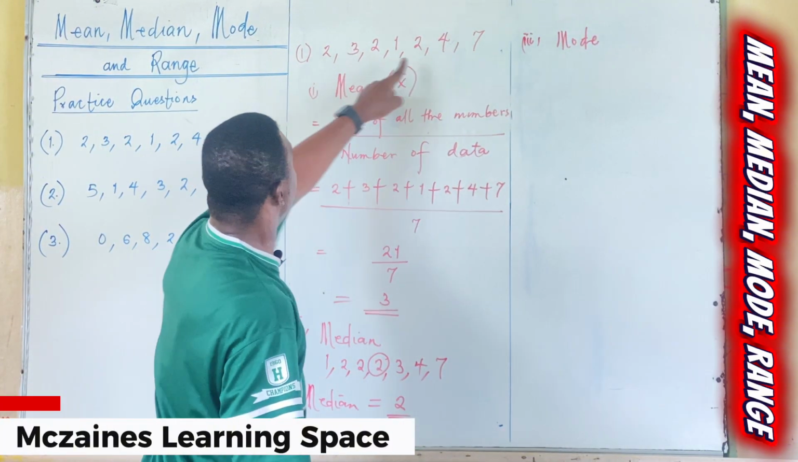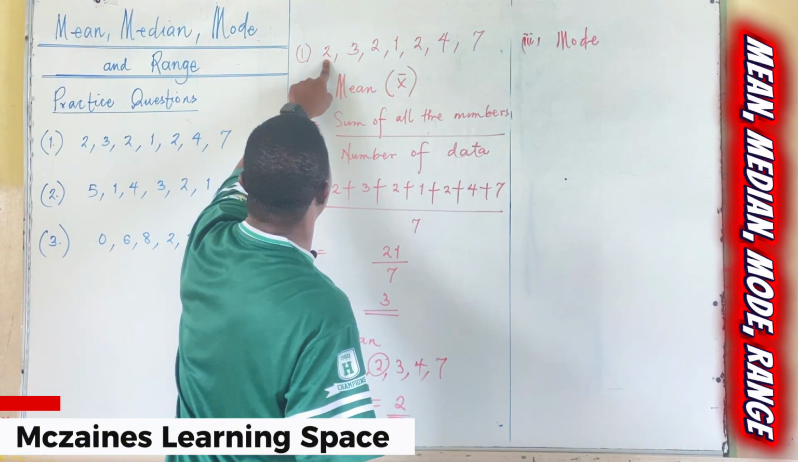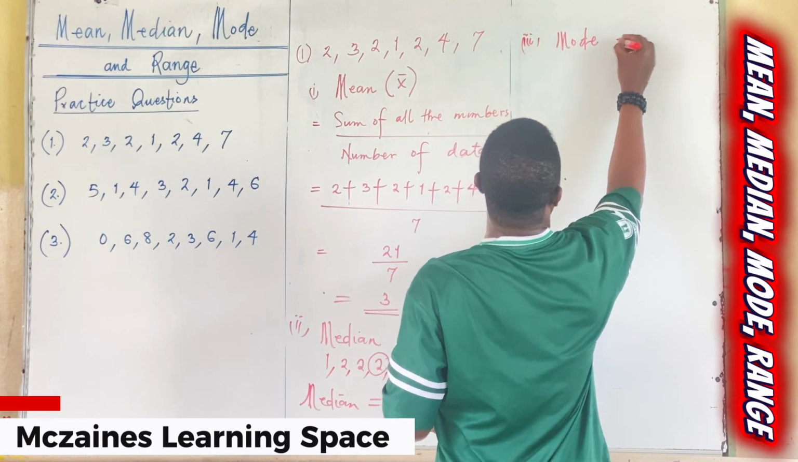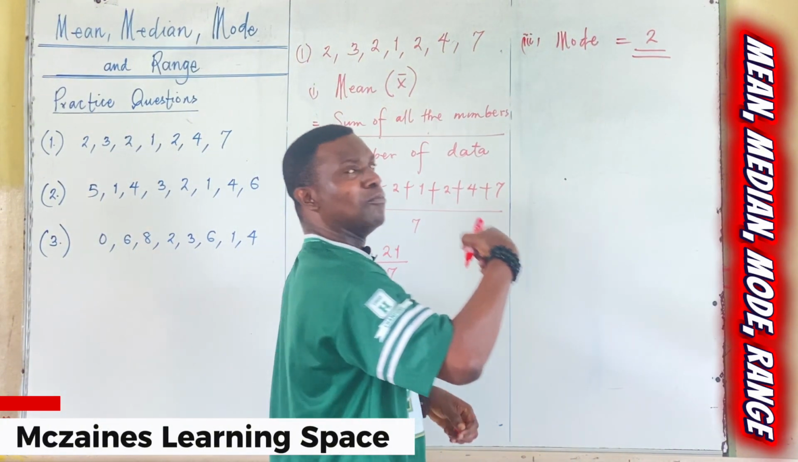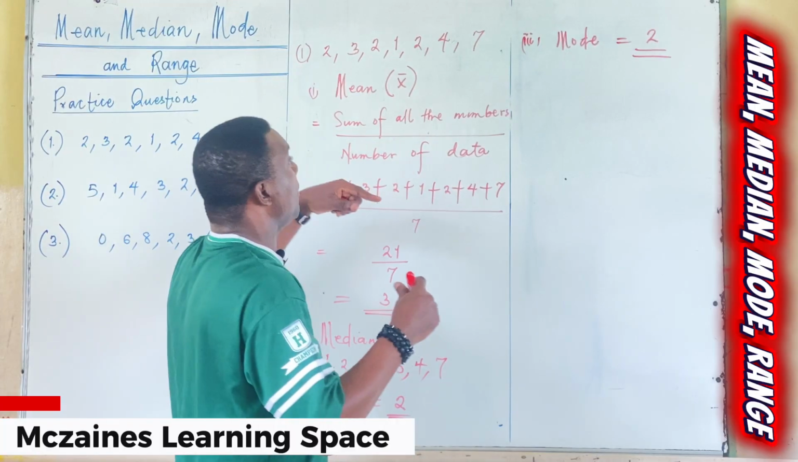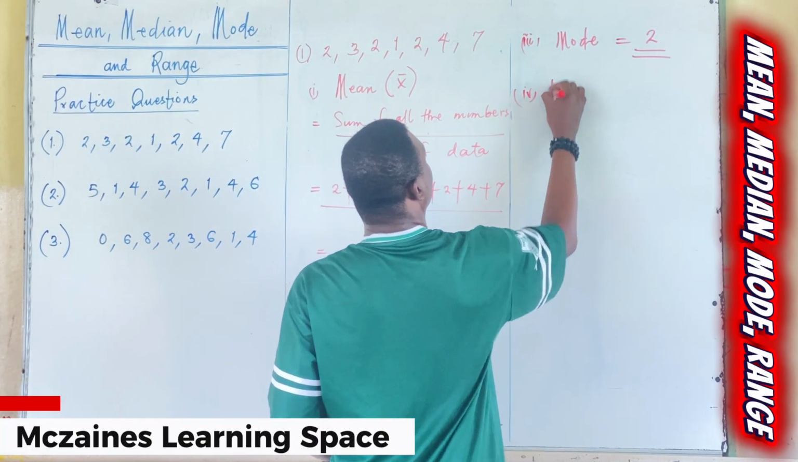Okay? So which number has the highest appearances here? 2. 2 appears here, here, and here. So it has the highest number. So the mode is equal to 2. Mode is 2 because it occurs most. You're not going to write 3. The answer is 2. 2 is the number that occurs most. So the mode is 2. Then lastly, Roman figure 4, range.